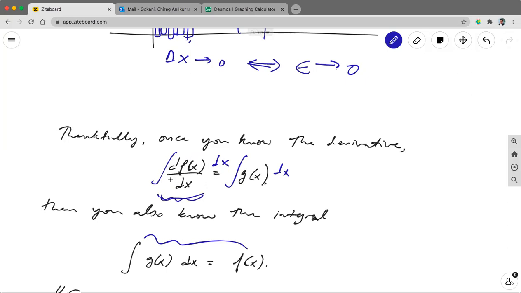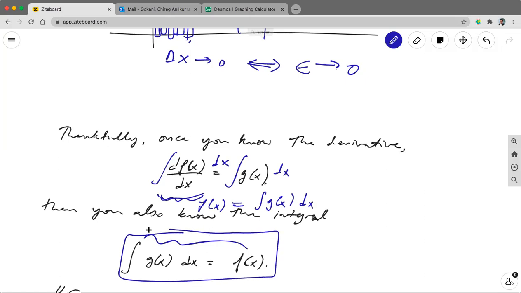Because the integral and derivative are inverses of each other, the left-hand side, the integral of the derivative of f of x, is just f of x, because the integral and derivative cancel out. And so f of x, on the left-hand side, is equal to the integral of g of x. And that is this statement here. So what I'm telling you is that if you know that the derivative of f of x is g of x, then you know what the integral of g of x is. And it is, in fact, precisely f of x.